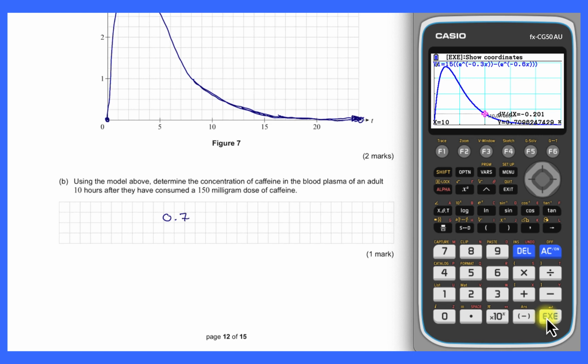As we're working in context, it's probably worth including the units there. The question wasn't a number, it was how much, what was the concentration. It's 0.710 milligrams per litre, or mgl-1, which is the units we were given in the question. Okay, on to part C.